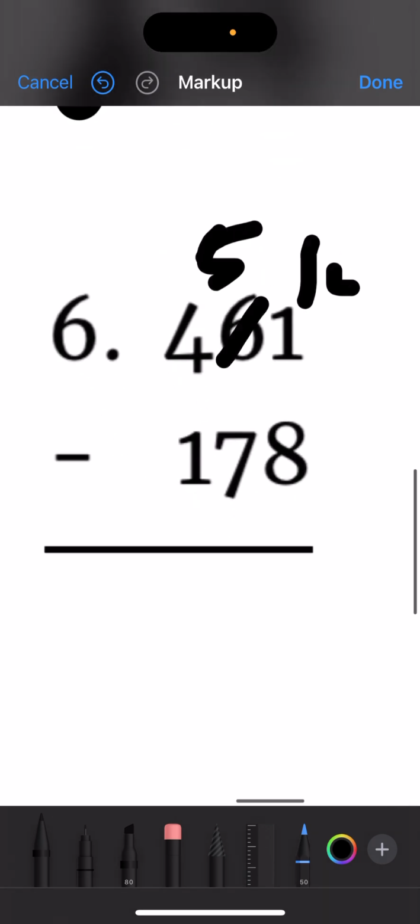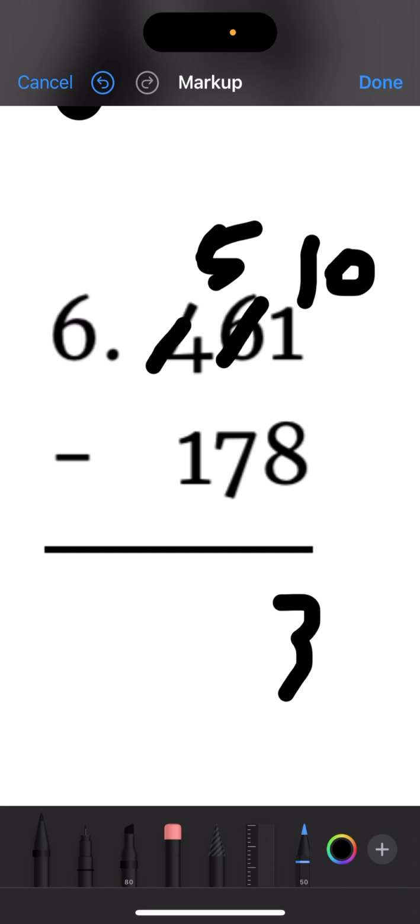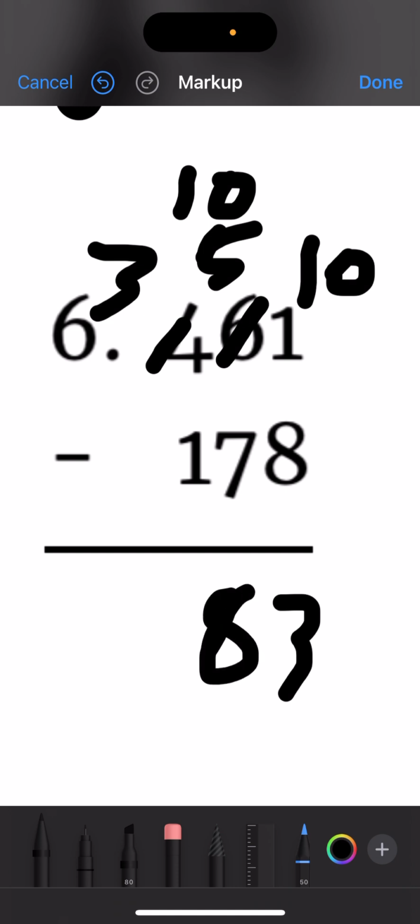This becomes 11 instead of 1 because 1 is less than 8. So this becomes 11 minus 8 is 3. 5 minus 7, we can't do it, so we will borrow. This becomes 15. 15 minus 7 is, that is correct, it is 8. And 3 minus 1 is 2.